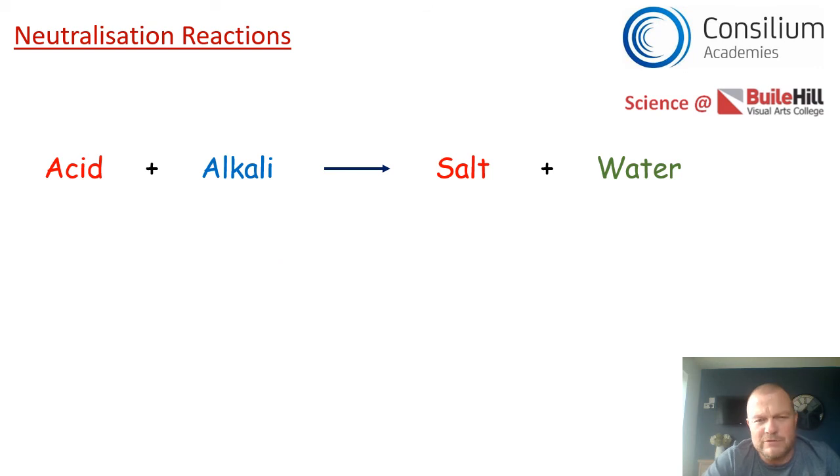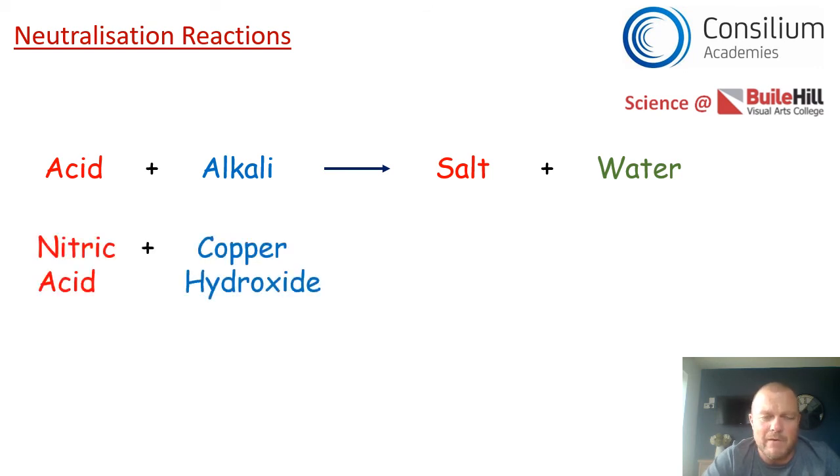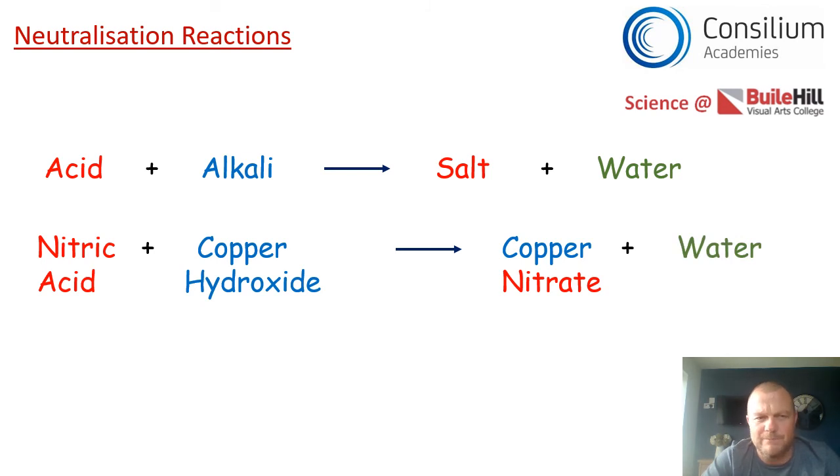Okay, one more for us to have a go at together. So this time we've got nitric acid and copper hydroxide, and I'd like you to name the salt. Okay, hopefully you're getting pretty good at this now. So we take the name of the metal from the alkali, so that's copper, and nitric becomes nitrate, so our salt would be copper nitrate and water. And again, well done if you got that right.